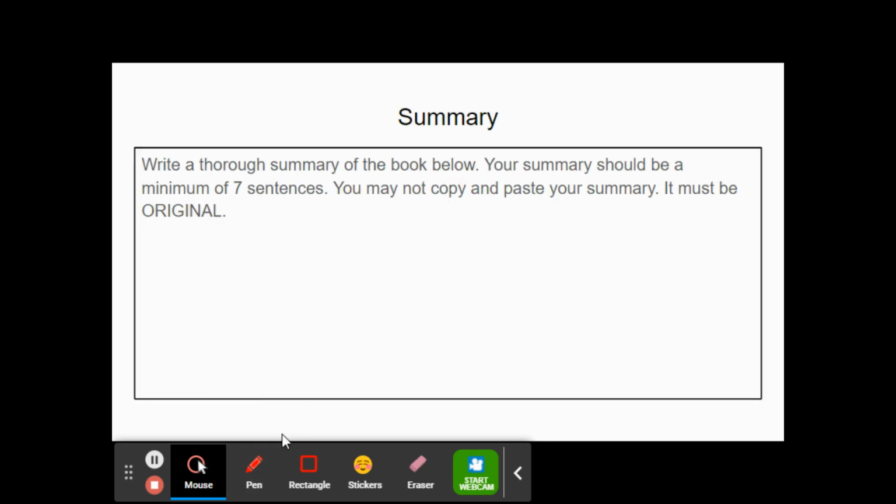Summary. Write a thorough summary of the book below. Your summary should be a minimum of 7 sentences. You may not copy and paste your summary. It must be original.